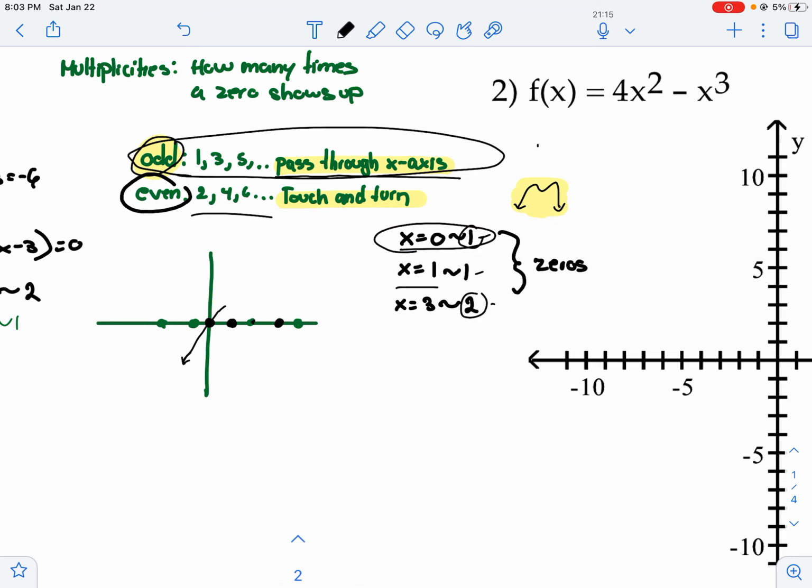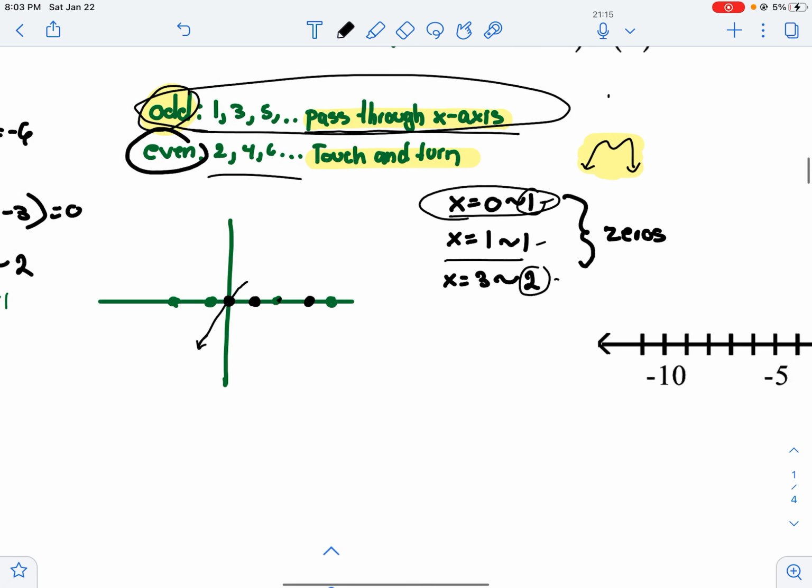So we have x is equal to 1 with a multiplicity of 1. So that's your little dot over here. And since it has a multiplicity of 1, 1 is odd again. Okay? So that means it's going to go through the x-axis. So it's going to look like that. And also, always remember that these are curved and that they're continuous, okay?